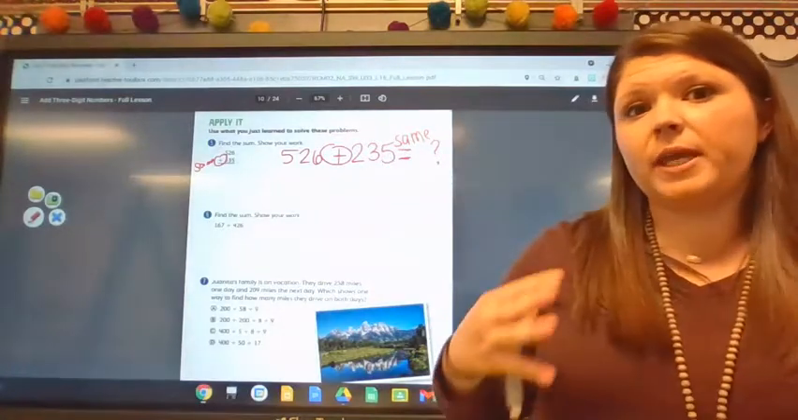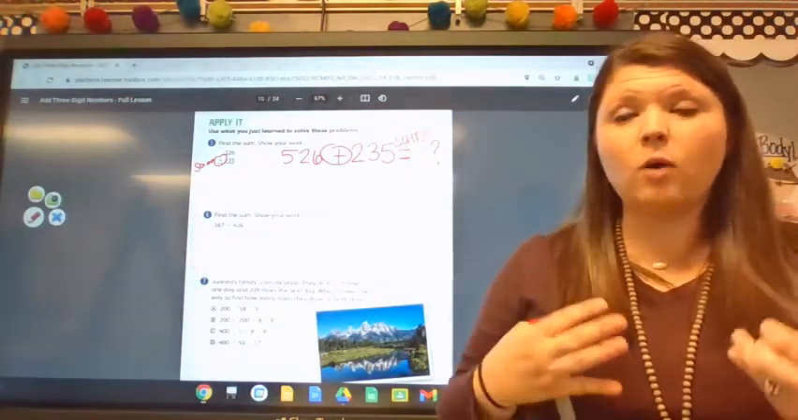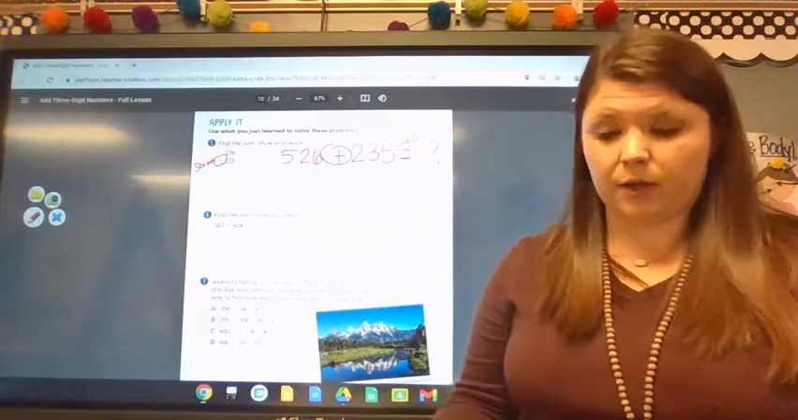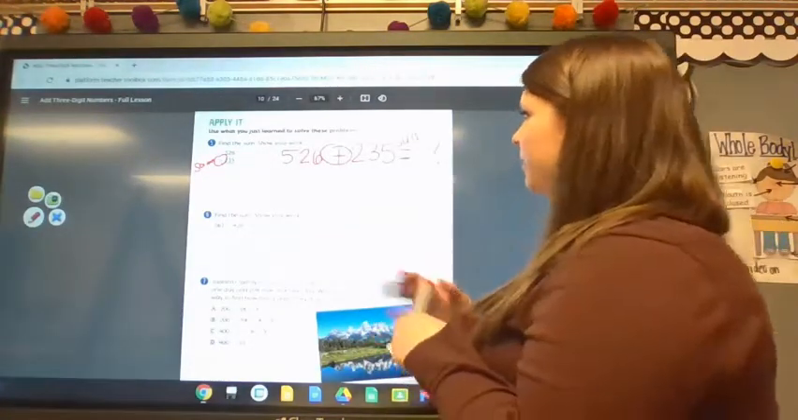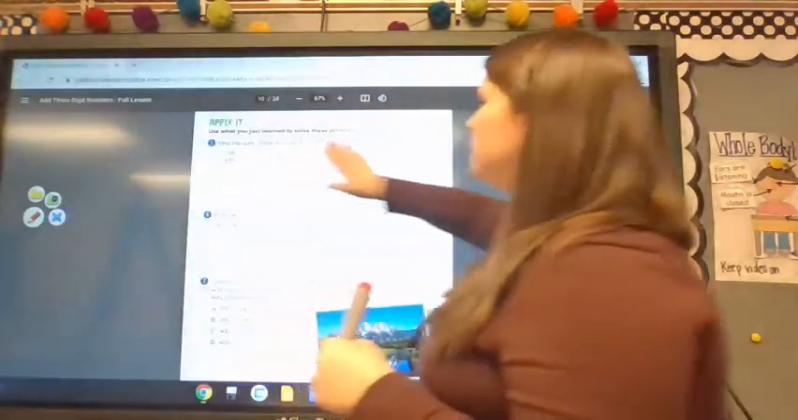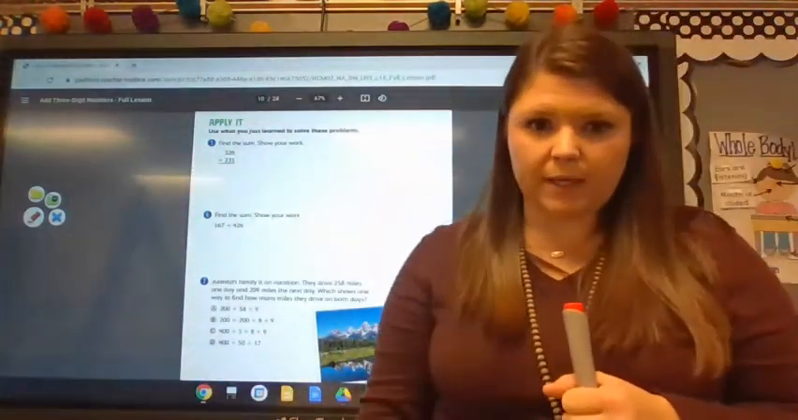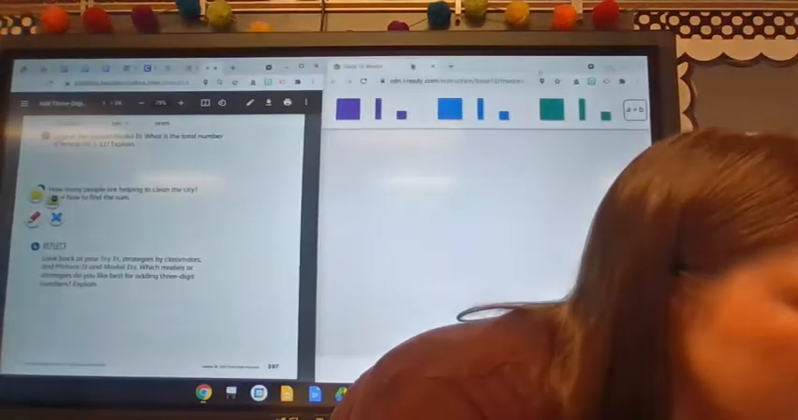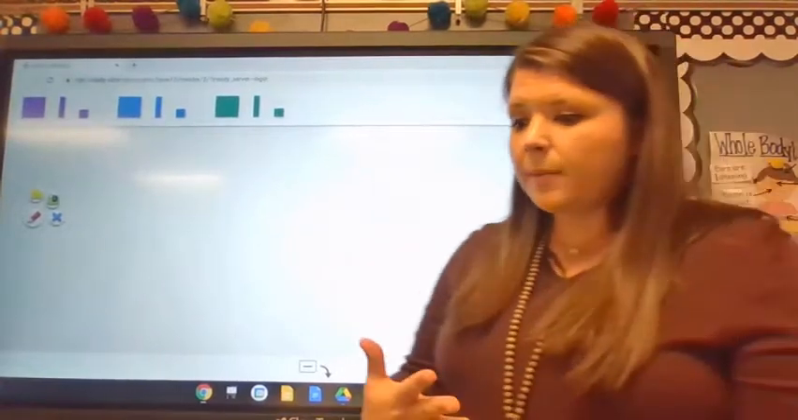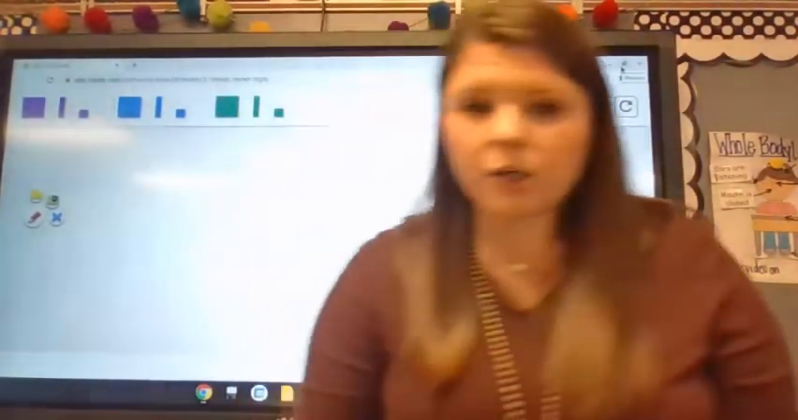Now, there's a way that we can do this that helps us to see the place values. And that would be what we did back on that second model, okay? So what I want us to do is solve this problem a couple different ways, okay? So the first way that we are going to solve it is using base 10 blocks, okay? So I'm going to build the first number, 526.